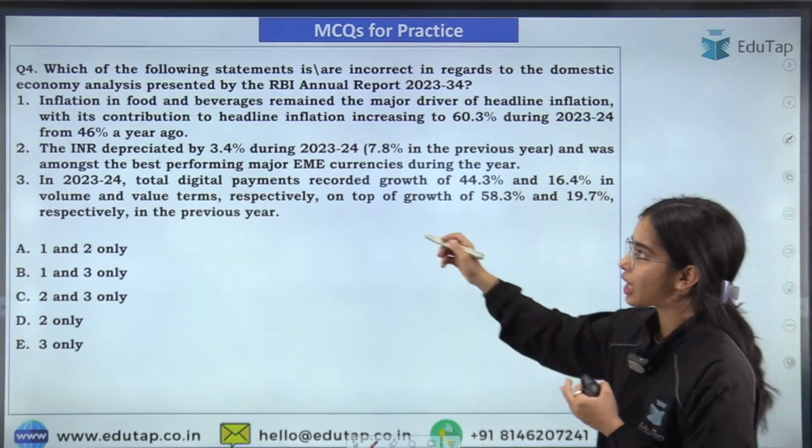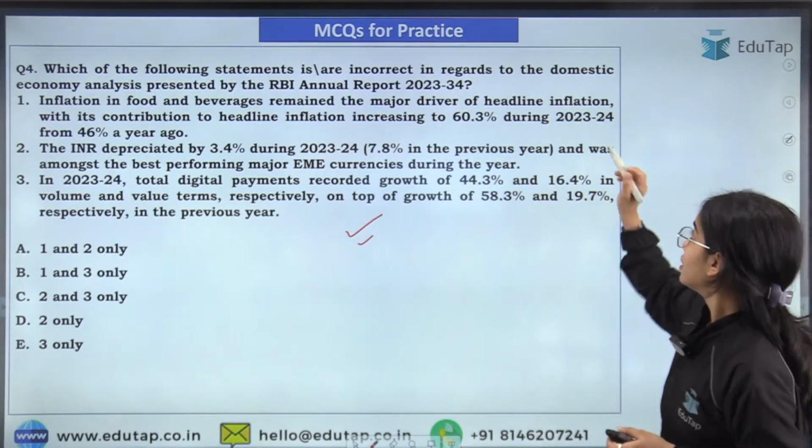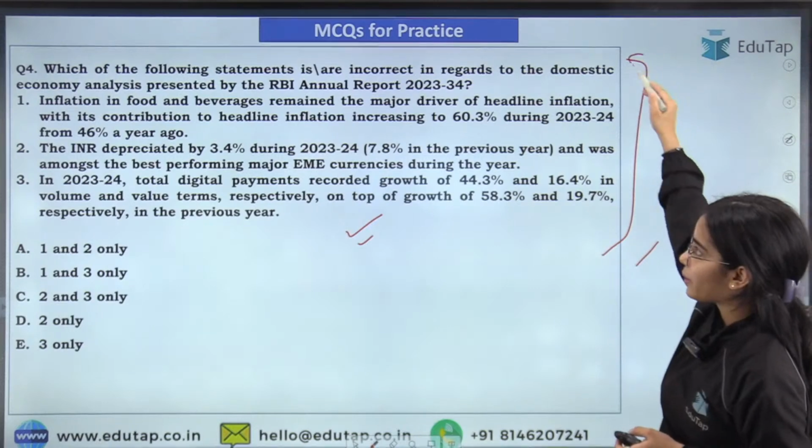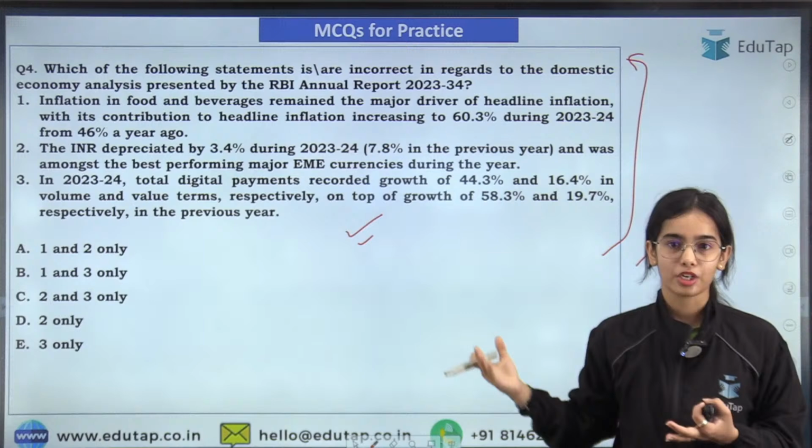Now going forward, coming to the next question, I hope you will be easily able to answer it. Try to see and tell me which is the incorrect statement, or which are the incorrect statements here. So try to answer this.